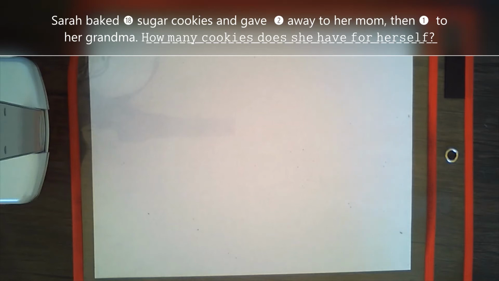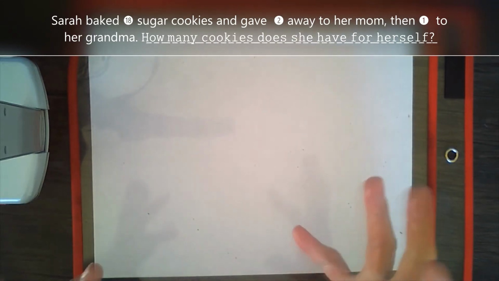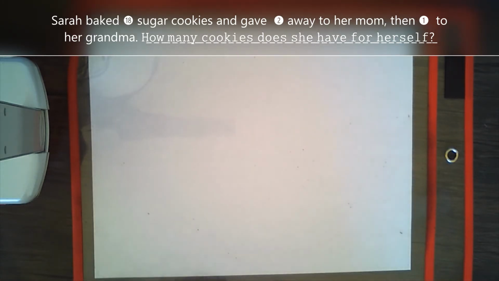Now, if that's the case, then 2 and 1 might represent one of our parts, because in a normal number sentence, we can't have 3 parts. So the 2 and 1 are probably going to be combined. And then lastly, we have our number 18, which is the amount that Sarah baked. I think that's actually going to be our whole or our total. But let's go ahead and try it out and see what we think.